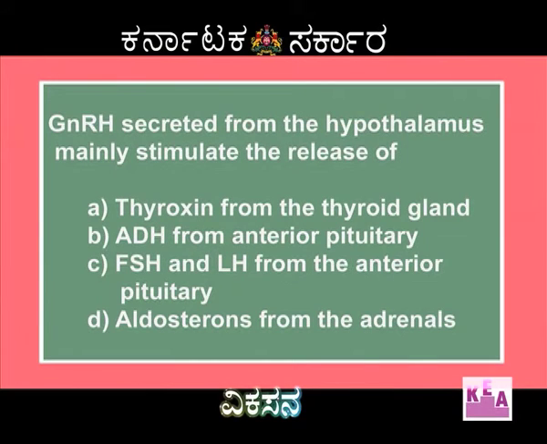So, moving to the next question, gonadotropic releasing hormones secreted from the hypothalamus mainly stimulate the release of: options are thyroxine from the thyroid gland, antidiuretic hormone ADH from anterior pituitary, follicular stimulating hormone and LH from the anterior pituitary, aldosterone from the adrenals.